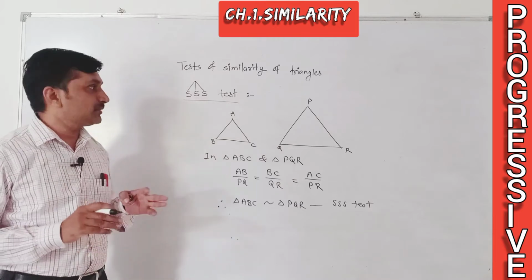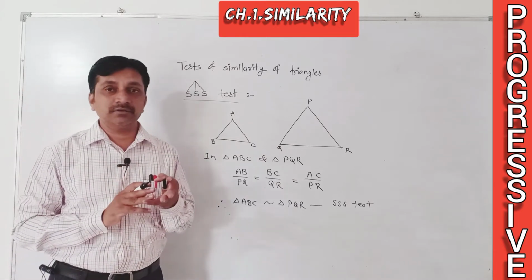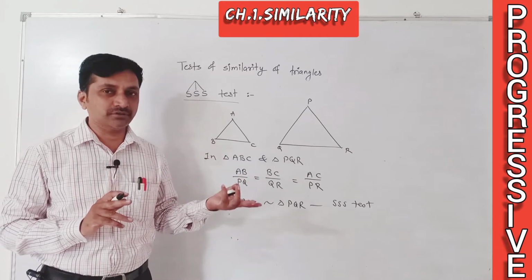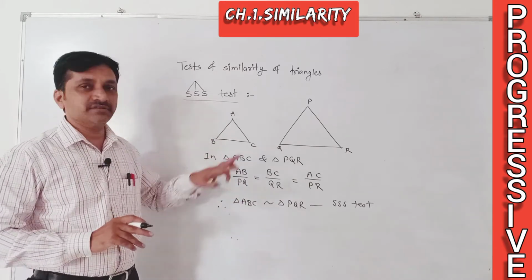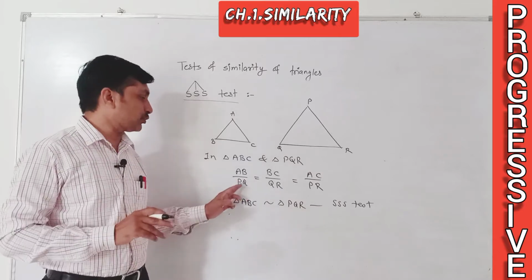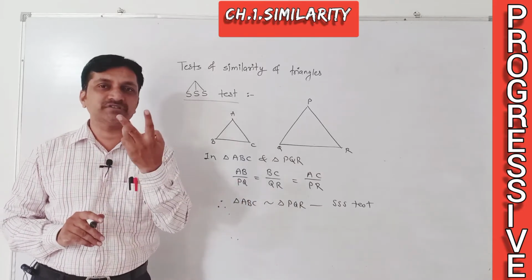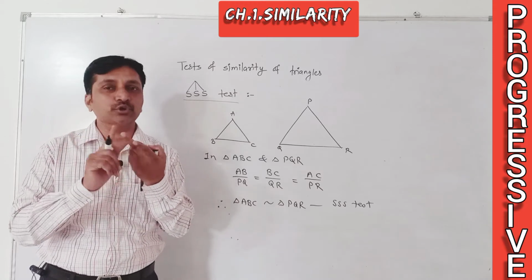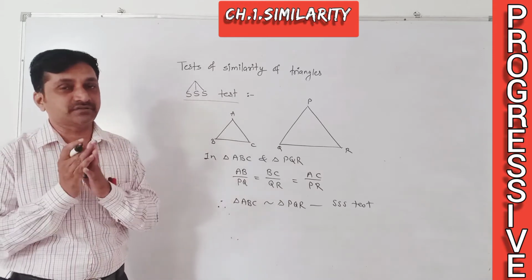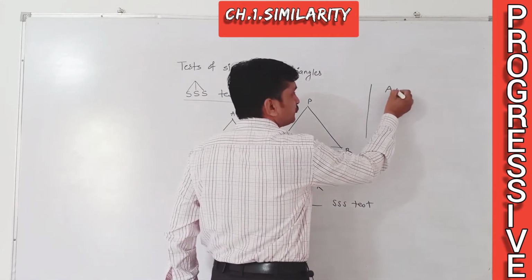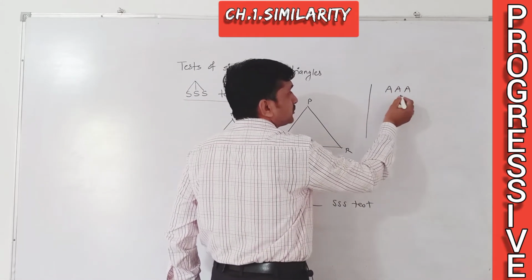In this way, there are three main tests. AAA: all three corresponding angles should be congruent. There is no side. SSS: all three corresponding sides should be in proportion. There is no angle. SAS: two corresponding sides are in proportion and one included angle is congruent.